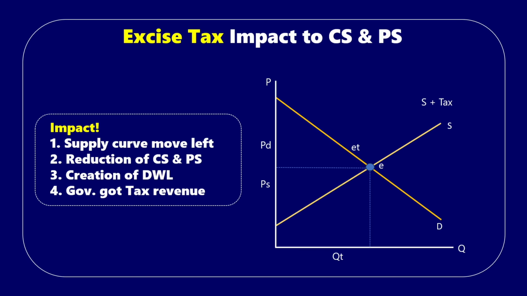Okay, now let's take a look at what an excise tax does to a market. When the government adds a tax, the supply curve shifts outward because selling the good now costs more.